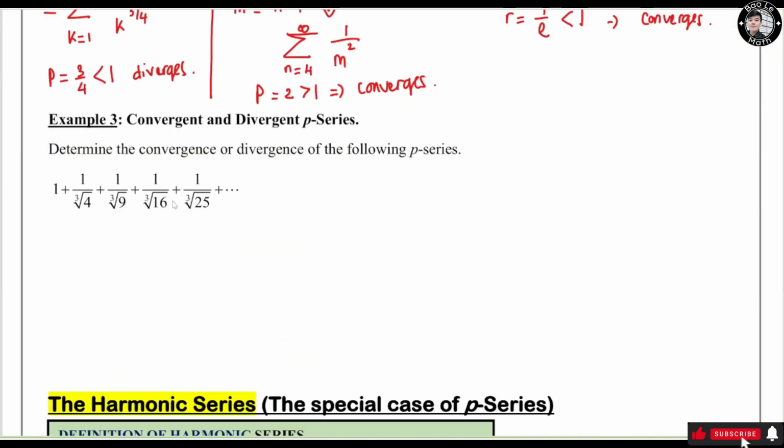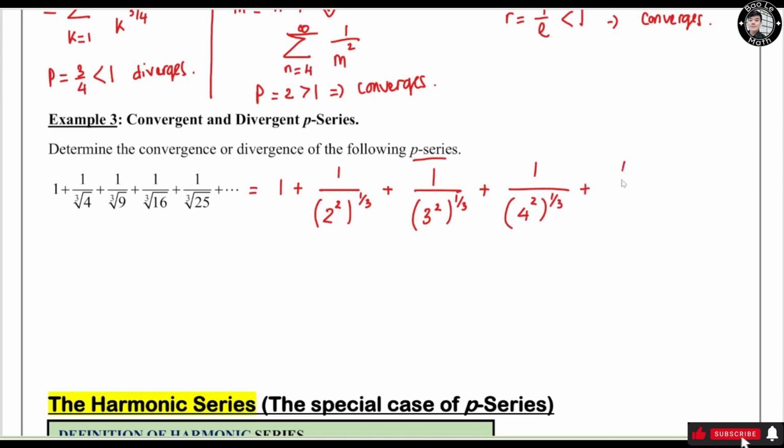Now example number 3. Determine the convergence or divergence of the following P series. Alright, so we just rewrite this one as 1 plus (1 over 2 squared) to the power of 1/3, plus (1 over 3 squared) to the power of 1/3, plus (1 over 4 squared) to the power of 1/3, plus (1 over 5 squared) to the power of 1/3, plus etc.